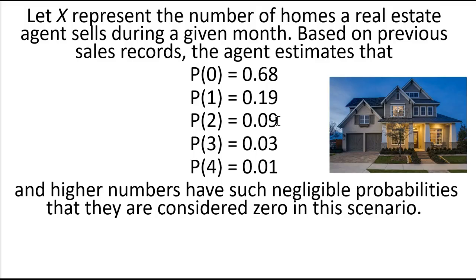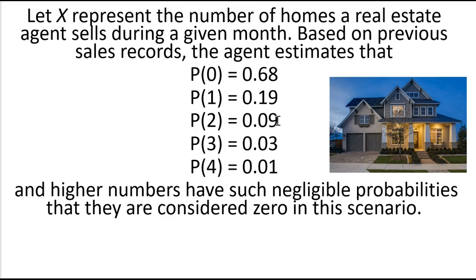So let's look at an example. Let x represent the number of homes a real estate agent sells during a given month. Based on previous sales records, the agent estimates the following. The probability of selling 0 houses is 0.68. The probability of selling a single house is 0.19, and so forth. Selling any number higher than 4 results in such negligible probabilities that they're considered 0 in this scenario.